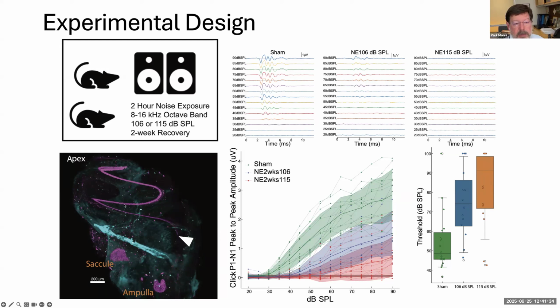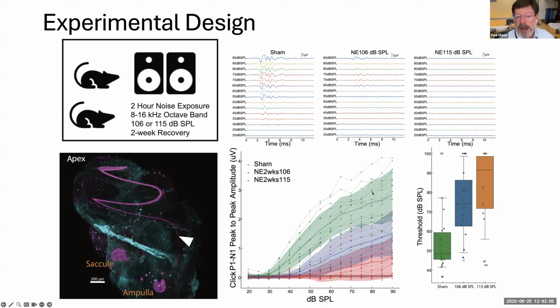Surprisingly, in the region where the noise exposure is most prominent, the hair cells are, at least with this rendition, still intact. However, the animals have increased thresholds. So this is the sham. Thresholds are around 30 dB SPL. Two weeks after 106 dB SPL exposure, the thresholds are raised 50 to 55 dB. And after the 115 dB SPL exposure, it can be difficult to observe a response, although occasionally that's the case.